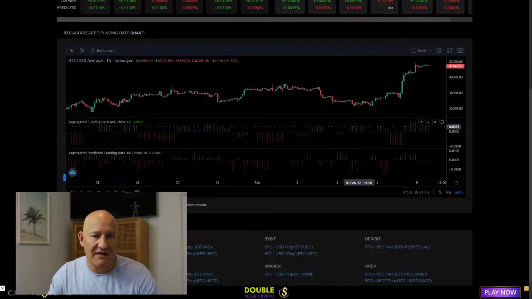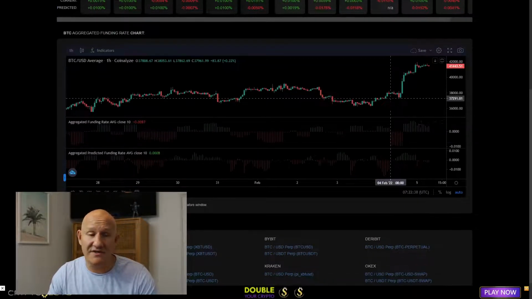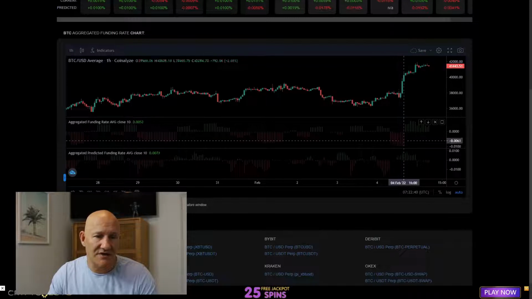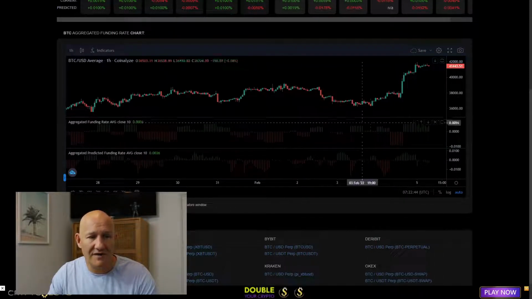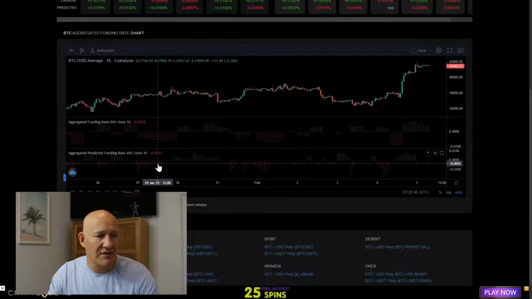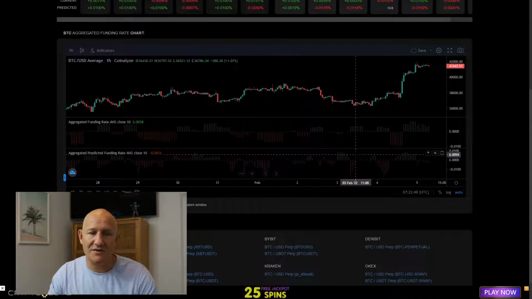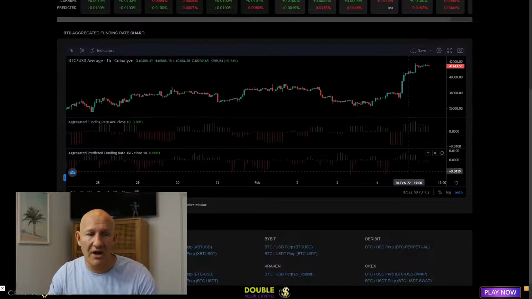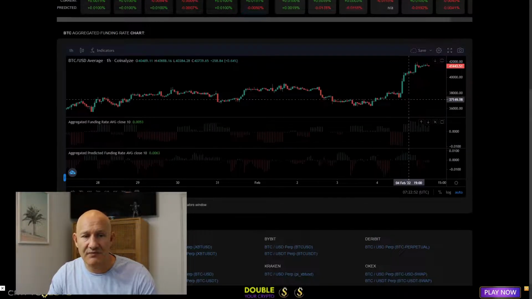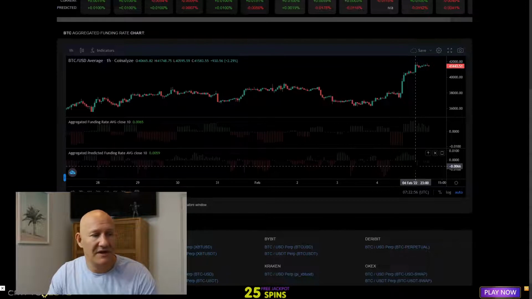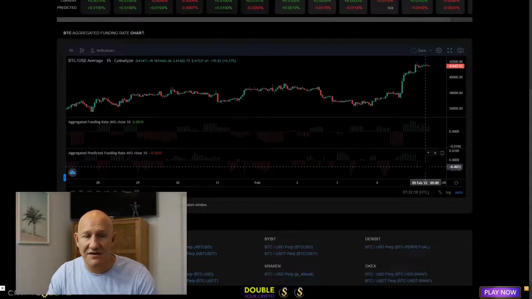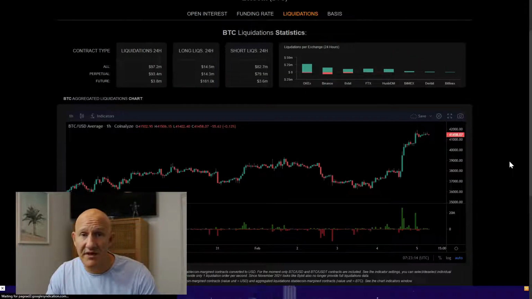And you have here the aggregated funding rate at the different intervals, so each hour. So you can see here the funding rate's gone negative a number of times over this period. And then you've got this predicted funding rate as well, which is obviously predicting where the funding rate might go in the future. So you can see, even though at the moment the current funding rate is positive, the predicted funding rate is negative.